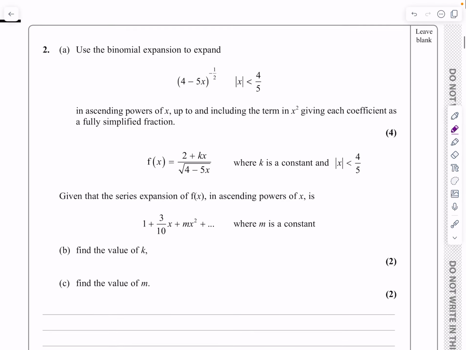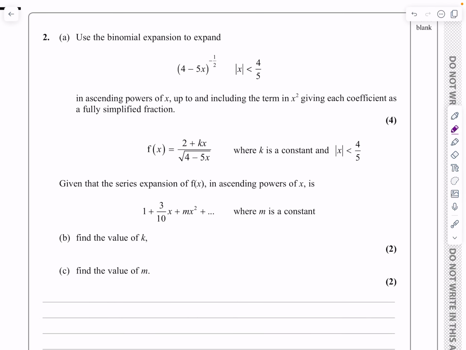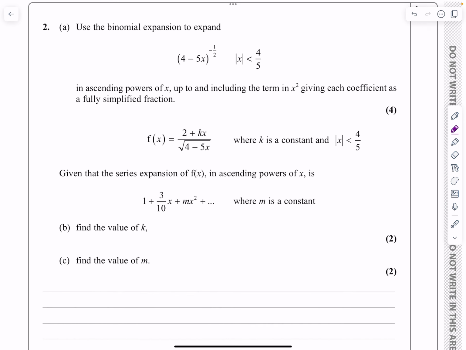Okay, this is the P4 paper from October 2020. This is question number 2, which we can see is a binomial expansion question. Let's have a look at it and see what we've got. We've got the function there, (4 minus 5x) to the minus half, and we need to go up to terms in x squared. So let's make a start on doing that.